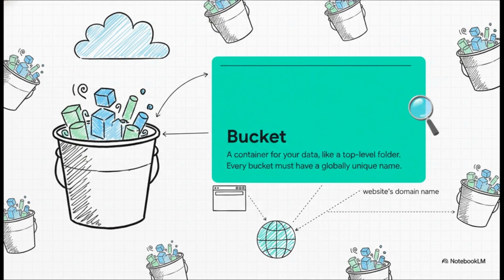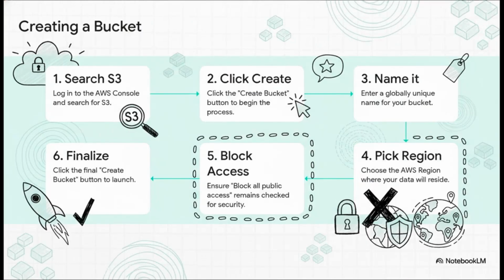Just like a website's domain name, no two can be the same. And making one is super simple. You just give it that unique name, pick a geographical region, and you're pretty much good to go. But I want you to pay close attention to step 5. See that? By default, block all public access is checked. That is a critical security feature, and we're going to come back to that in a bit.